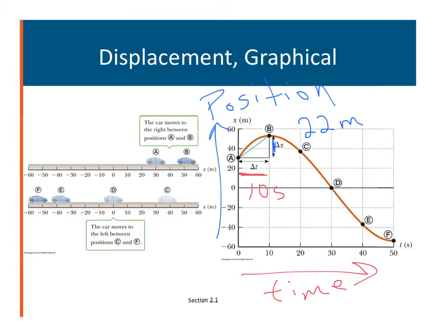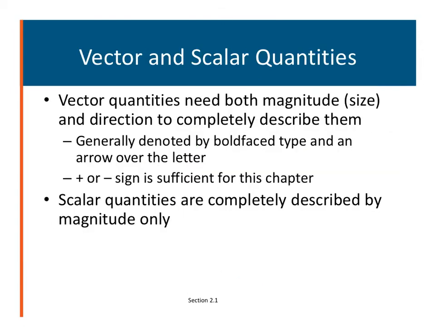In talking about change in position and change in time, we have to bring in the idea of vectors versus scalars. A vector is a quantity that needs both magnitude, which is talking about the size, so a number like 22 meters, and a direction to completely describe it. So when we talk about displacement, we say that it is a positive 22 meters.